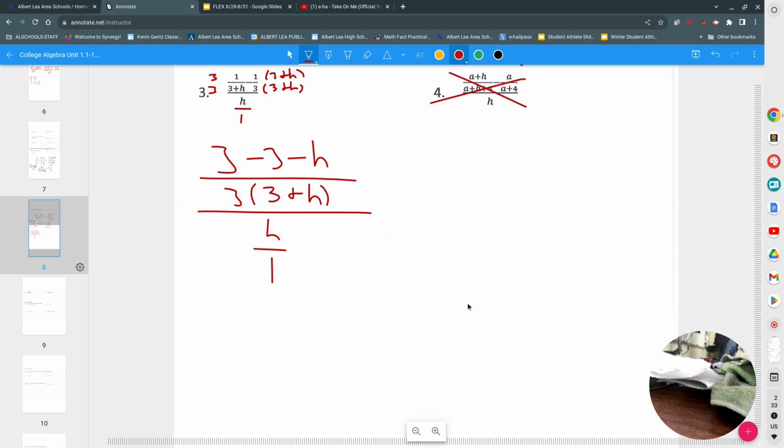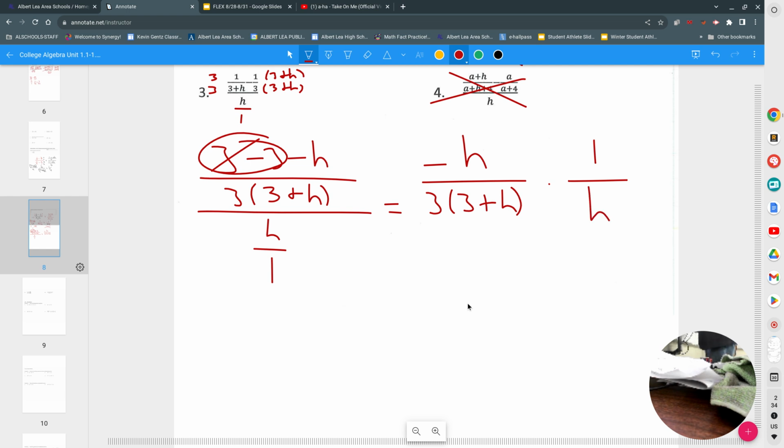Sometimes people right away multiply by the reciprocal, but first I notice that something simplifies here. What do you notice? It's glaring right at you. What can we simplify right now? The 3 minus the 3 goes away. So we are left with a negative h over 3 times 3 plus h, and we're going to multiply that by 1 over h. Notice that the h's will divide to 1, and so I'm left with negative 1 over 3 times 3 plus h.